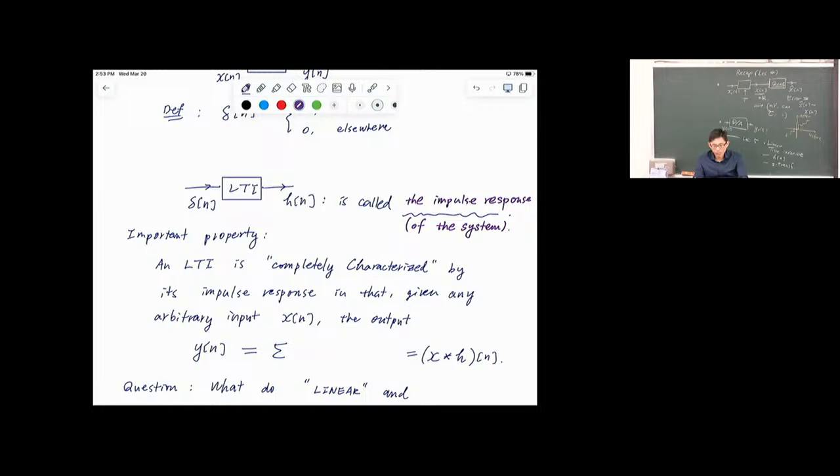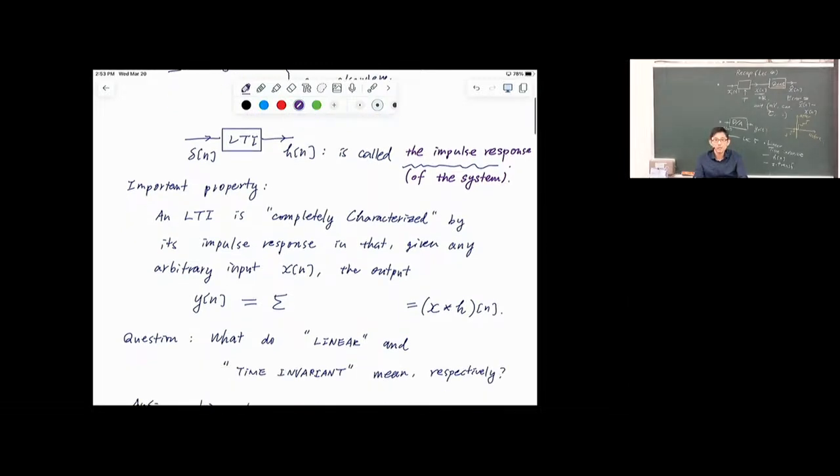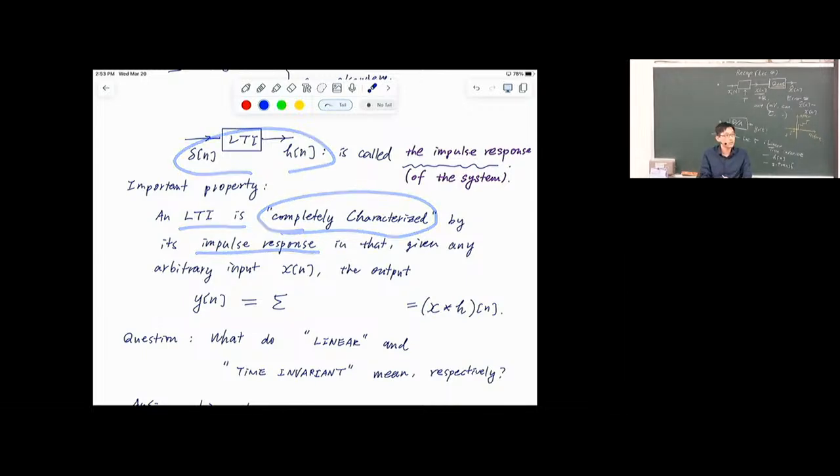But then the important property here, the take-home message for this lecture, really is about complete characterization. Let me repeat that, complete characterization, 完全的刻画. What does that mean? We say that an LTI system is completely characterized by its impulse response defined in this way. It's completely characterized by its response to the delta function.